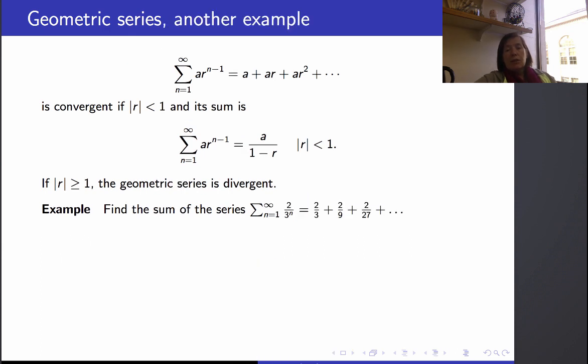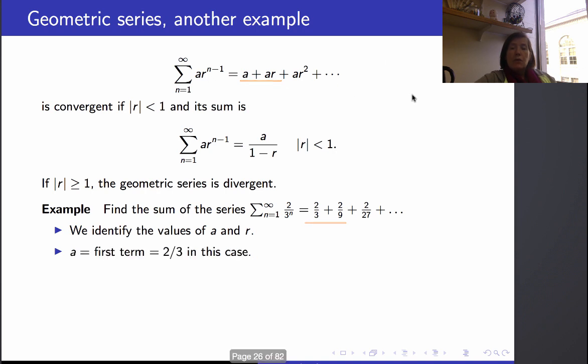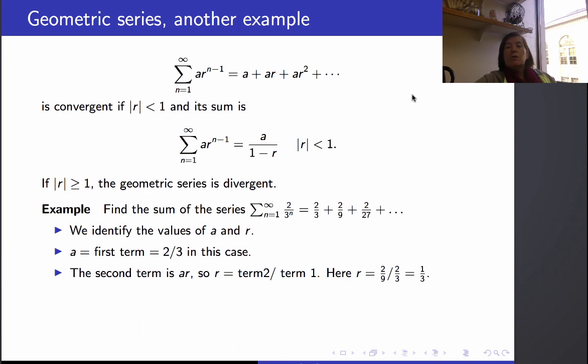Well, here's another application. The sum from 1 to infinity of 2 over 3 to the n. Again, as I mentioned before, the best way to figure out what the a and the r are in this geometric series is to expand the series. When n is 1, we have 2 over 3. When n is 2, our second term is 2 over 9. When n is 3, the third term is 2 over 27, etc. And remember, a should be the first term, and a times r should be the second term. So in this case, a is 2 over 3. R should be the second term divided by the first, which is 2 over 9 over 2 over 3, and this is 1/3.